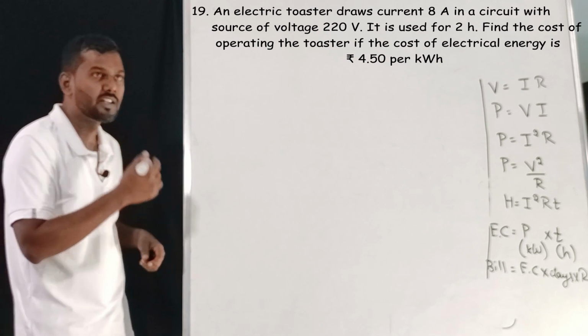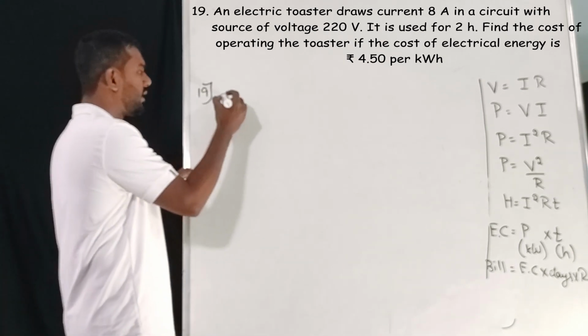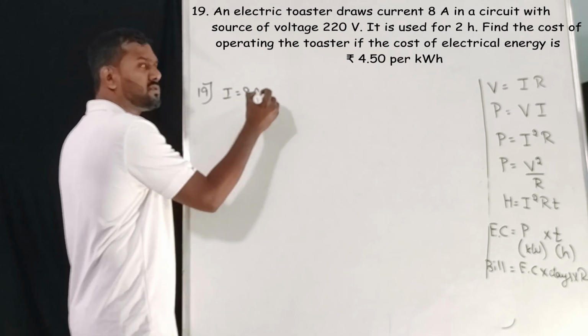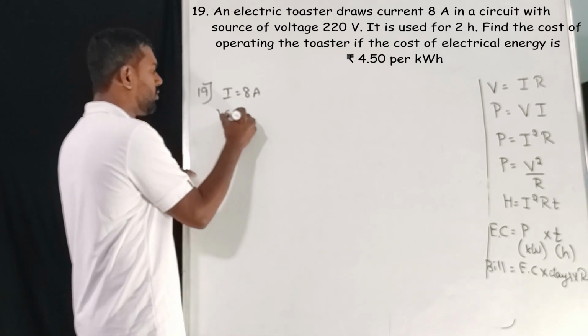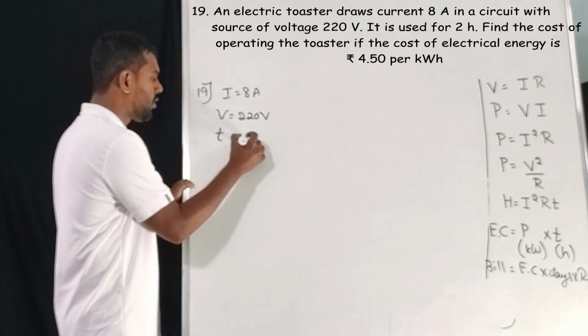Okay, listen. First we'll write the given data, then we'll go for the question. Question number 19. The current I is equal to 8 amperes. Then voltage is equal to 220. Then time is equal to 2 hours.